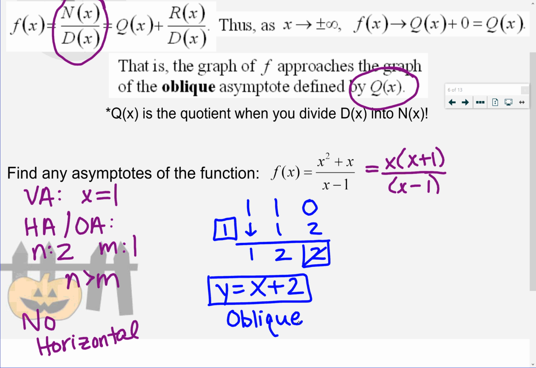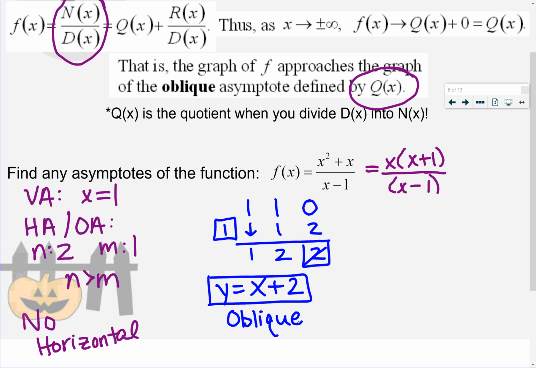Most of the time, this will be a line, but depending on what you're dividing in, it could even be like a parabola that's an asymptote. If I had a degree 3 on top and a degree 1 on the bottom, we could approach a curve instead of a line. So these get kind of interesting. We don't go super crazy with these. We don't see them very often.